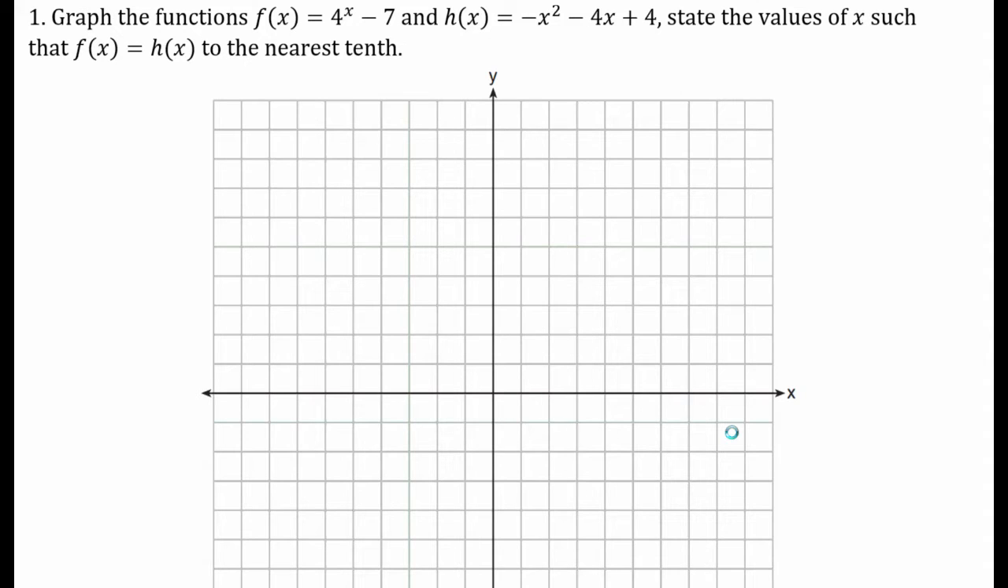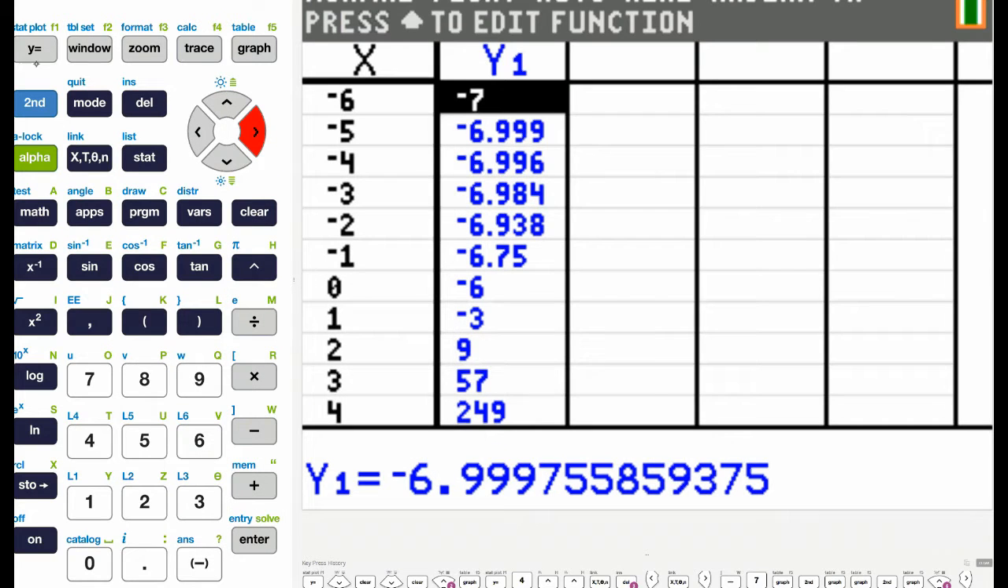Number 1, graph the functions f of x equals 4 to the x minus 7 and h of x equals negative x squared minus 4x plus 4, and state the values of x such that f of x equals g of x. So the first thing we're going to have to do is graph both of these functions. The easiest way to do it is to go to our calculator.